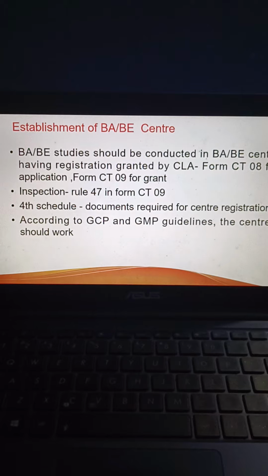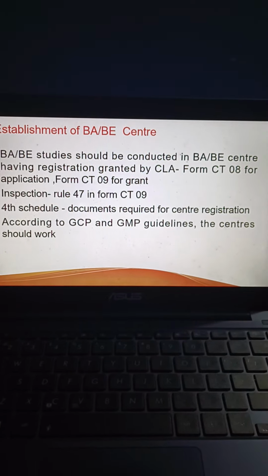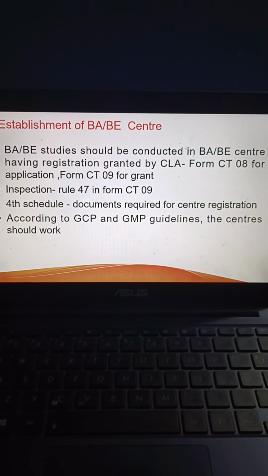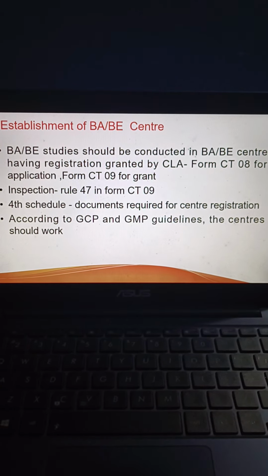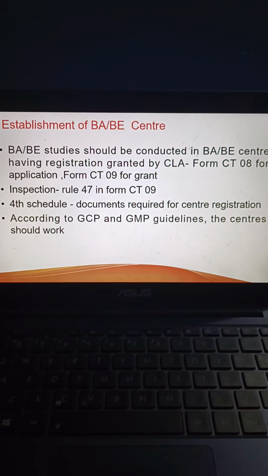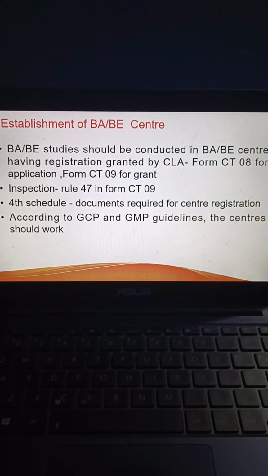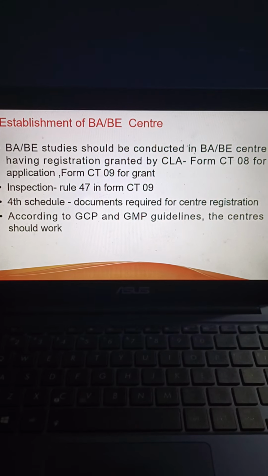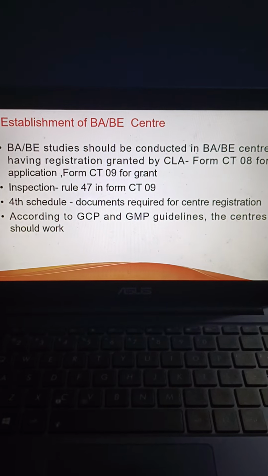Then establishment of BA/BE center. BA/BE studies should be conducted in a BA/BE center having registration granted by the Central License Approving Authority, Form CT08 for application, Form CT09 for grant. Inspection Rule 47 in Form CT09. Fourth Schedule documents required for center registration according to GCP and GMP guidelines, good clinical practice and good manufacturing practice guidelines. The center should work.